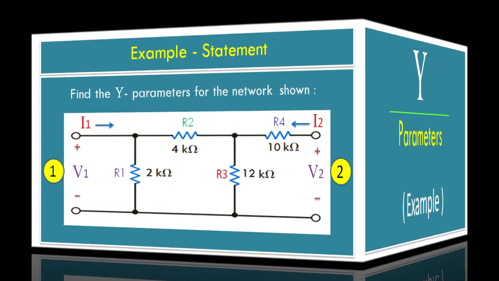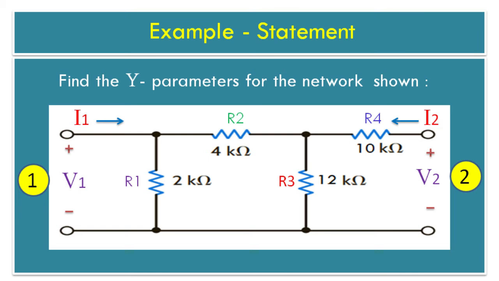Example statement: find the Y parameters for the network shown. Let's see the given data. Resistance R1 is equal to 2 kilo ohm, R2 is equal to 4 kilo ohm, R3 is equal to 12 kilo ohm and R4 is equal to 10 kilo ohm, where voltages V1 and V2 are independent variables and currents I1 and I2 are dependent variables with ports labeled as 1 and 2.